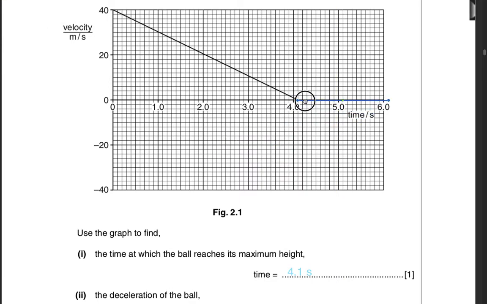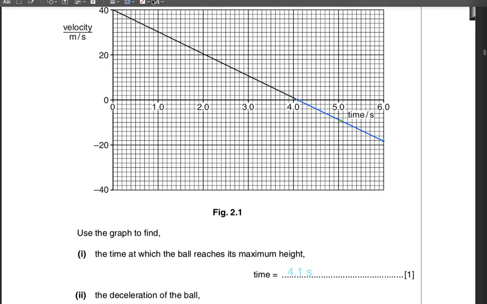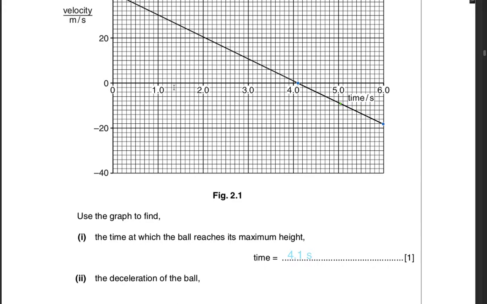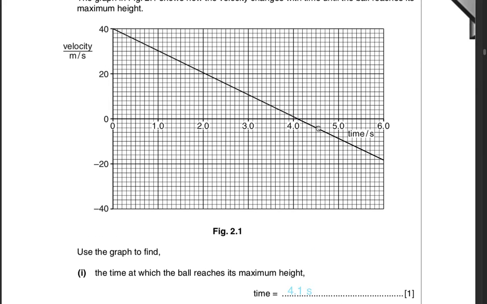There. That must look straight with this one. If you want, you can just make it black so that it looks like an exact continuation. Looks like an exact continuation, isn't it? Just that this part of the line is added by us.